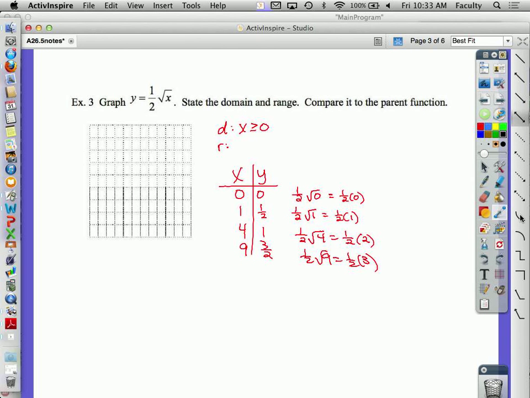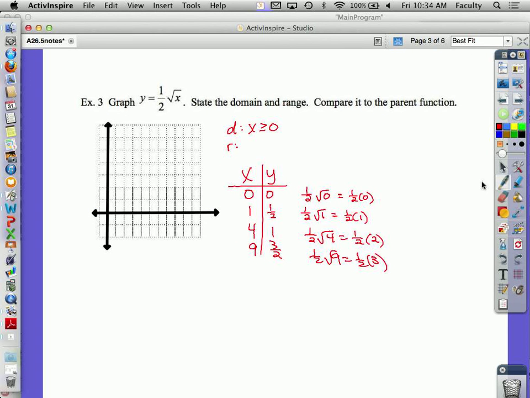All right, let's make our grid. Let's think about it. I don't have any negative x values, so I'm going to move my y-axis left. I don't have any negative y values, so I can lower the x-axis. Indicate your scale.